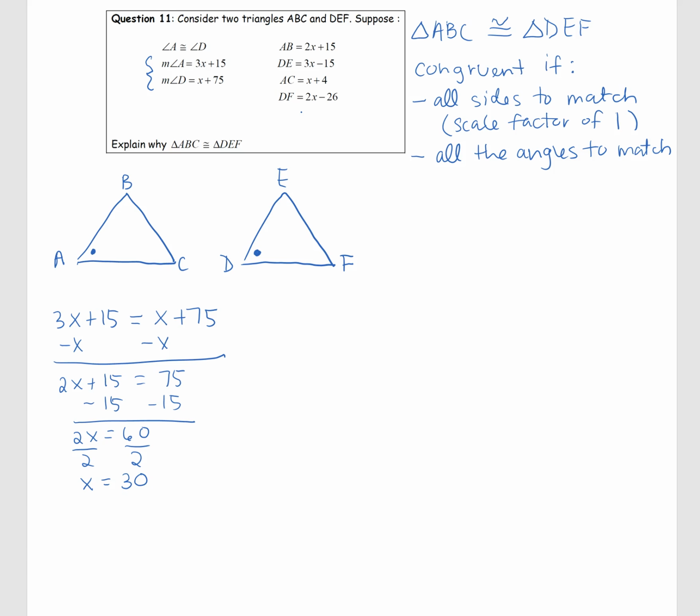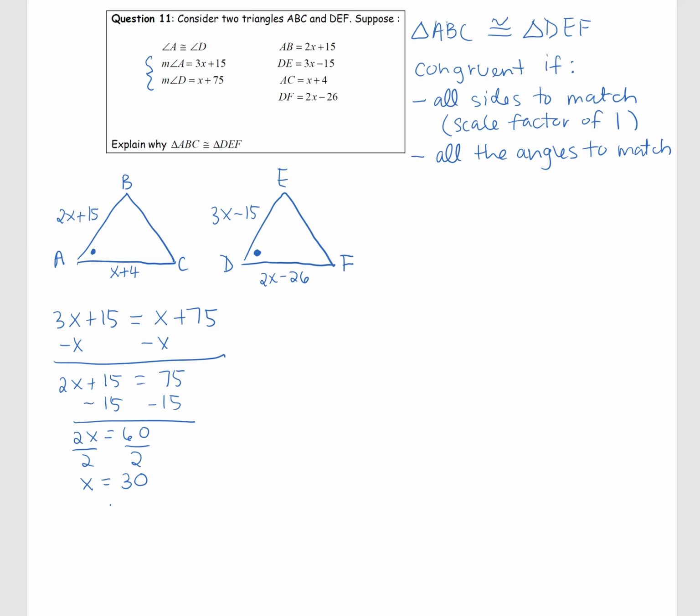So let's put some of this other information in. We've been told that side AB is equal to 2x plus 15. That's this one right here. And side DE is equal to 3x minus 15. It's right here. Side AC is equal to x plus 4. Put that right there. And DF is equal to 2x minus 26. All right, so we found our value for x.